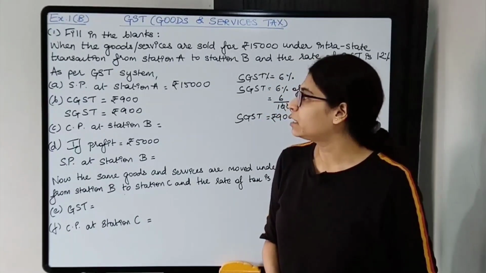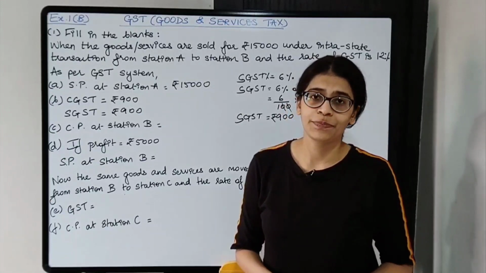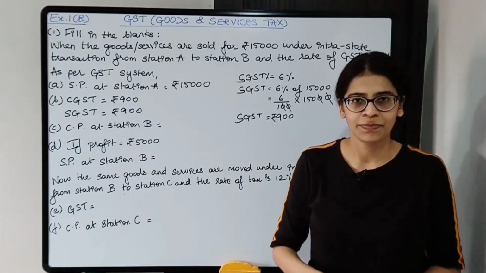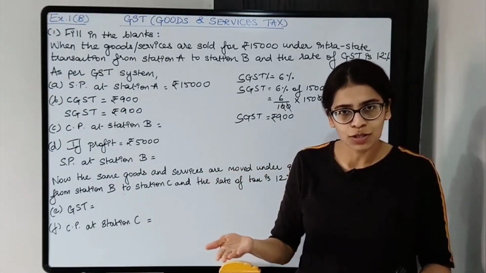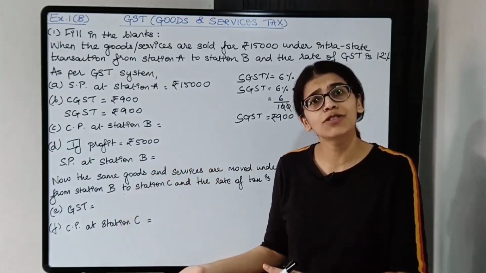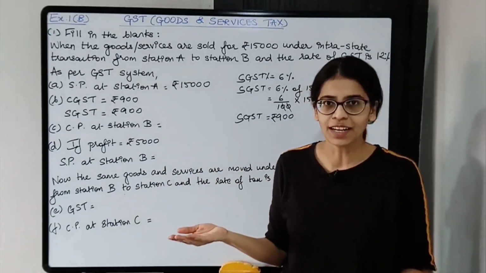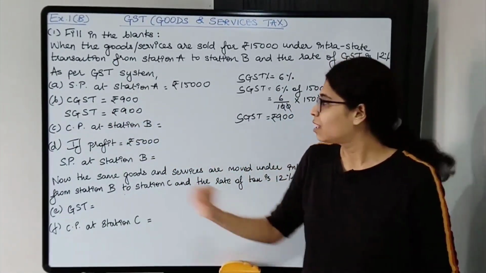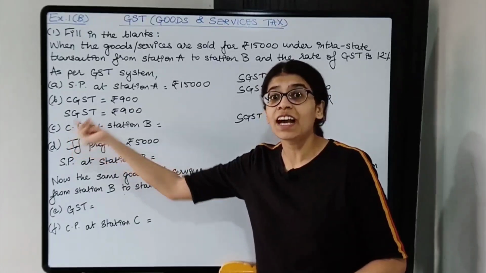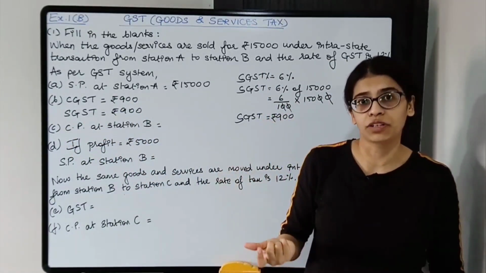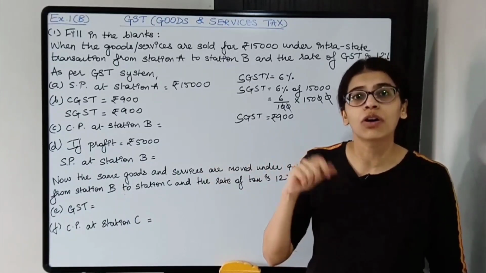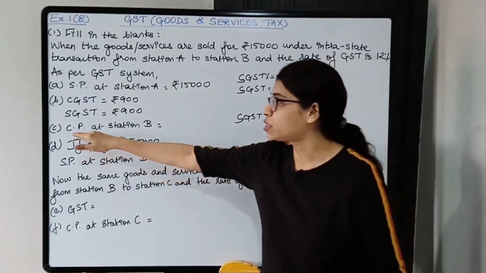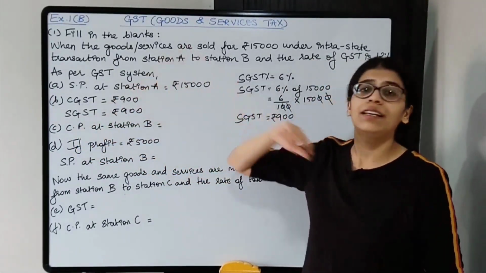C, we have to find the cost price of at station B. Now cost price at station B is nothing but selling price at station A. Station A is selling for 15,000 rupees and station B is buying for 15,000 rupees. GST extra, right? GST is chargeable, but GST will be separate over here. Why? Cost price पूछा है. Okay, they have not asked the total costing or the amount. No. Whenever they ask the total costing or amount, then you have to add this. Alright, but they have asked cost price. So cost price is same as selling price.